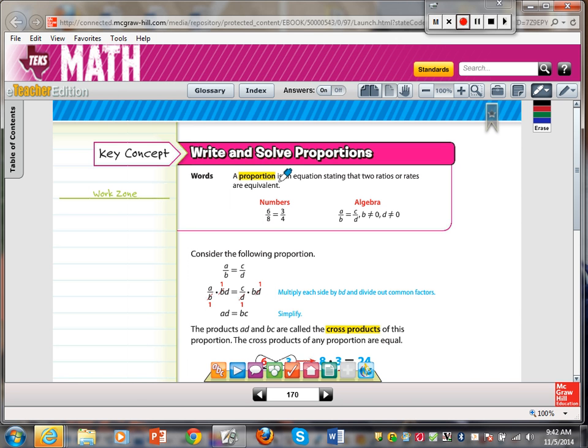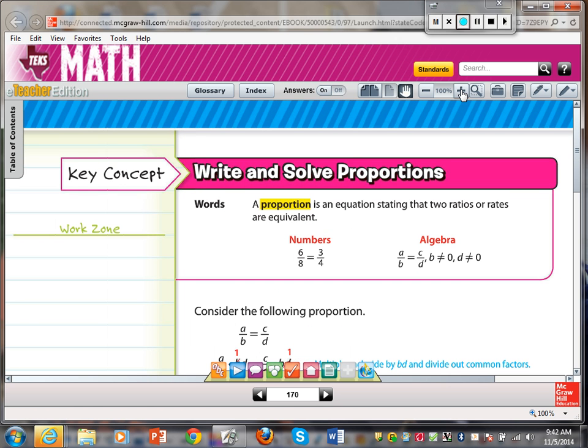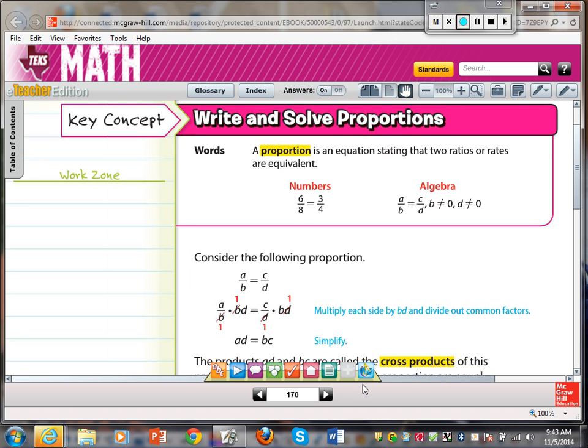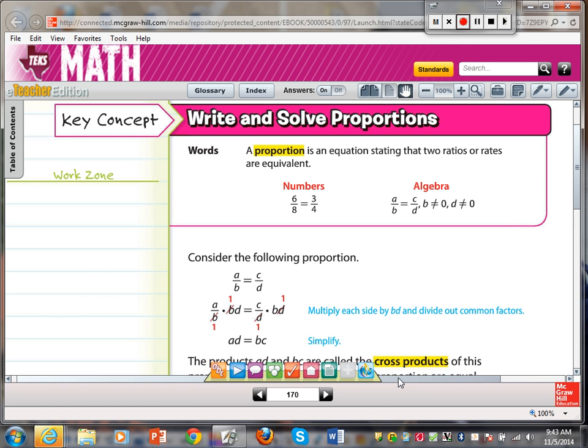Remember that a proportion is an equation stating that two ratios or rates are equivalent. Make this a little bigger. There we go. Okay, so remember with numbers here, we have a fraction equal to another fraction. And some of you already knew that we can solve a proportion using the cross product, which is what we're going to be learning today.